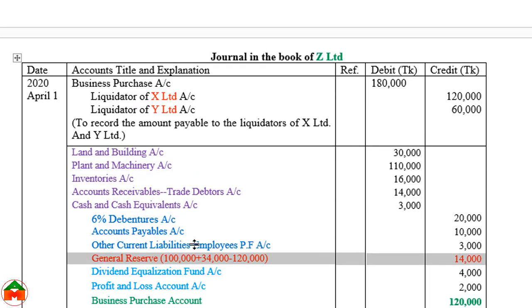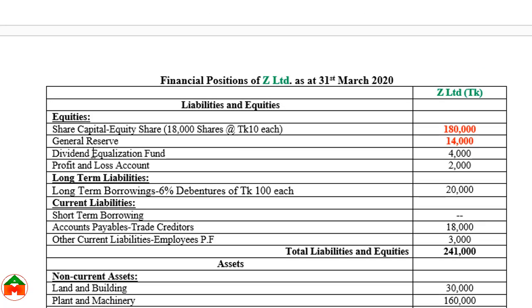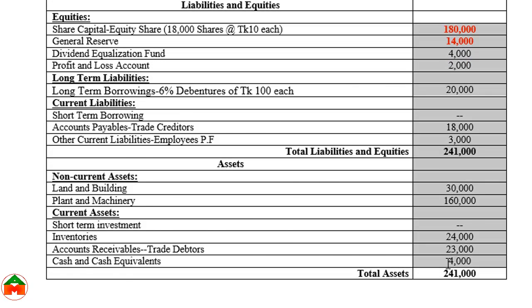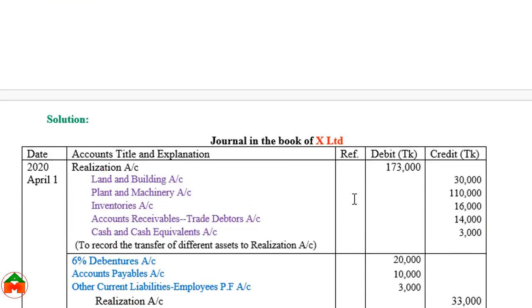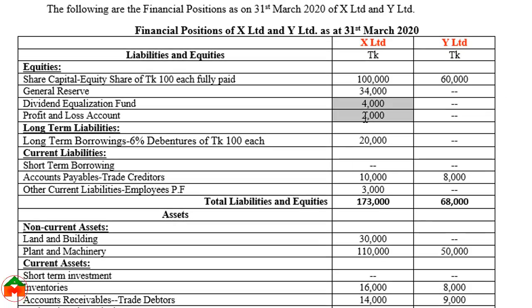This is the newly created company. General reserve 14,000. This reserve should be shown in the balance sheet. This is the general reserve. These are the combined item from X and Y. The dividend equalization fund is taken from the X Company Limited 4,000, and profit and loss account 2,000 from X Company Limited, because there is no item from Y Company Limited. Let's see the question. This is the question. These two items only available in the X Company Limited, so there is no need to combine. And in the debentures we can see only one item 20,000.